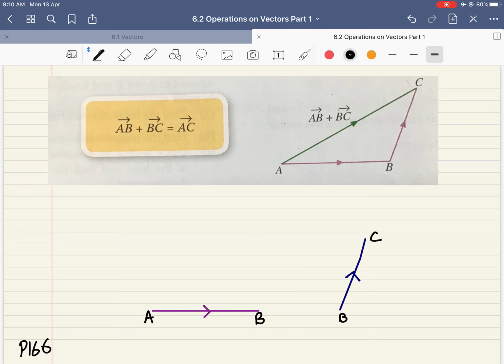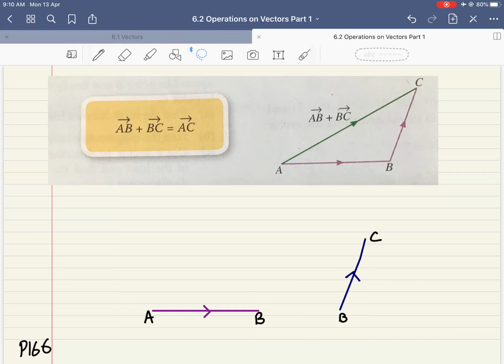Today we're going to talk about 6.2 operation of vectors. This is a very long chapter, so it'll be broken up into part 1 and part 2. So we'll come to part 1 of operation on vectors. Today we'll be talking about the addition and subtraction of vectors. So basically, how do we add vectors?